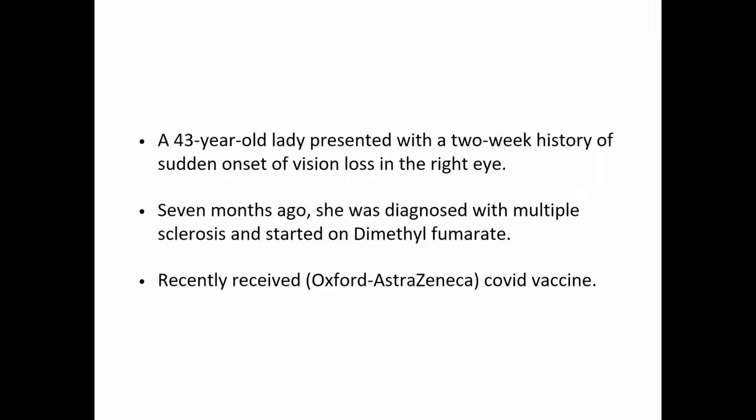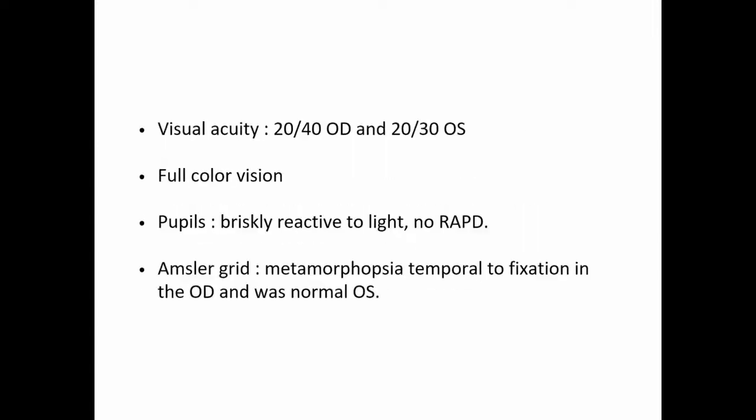This is a case that I saw recently, a 43-year-old presented with a 2-week history of sudden onset of visual loss in the right eye, and 7 months ago she was diagnosed with MS, actually, and was started on treatment. So the neurologist thought she had optic neuritis, and he wanted to treat her with steroids. She had recently received the AstraZeneca COVID vaccine. Her vision was 20/40 and 20/30, full color vision, no afferent. She did have metamorphopsia using the Amsler grid test on the right side.